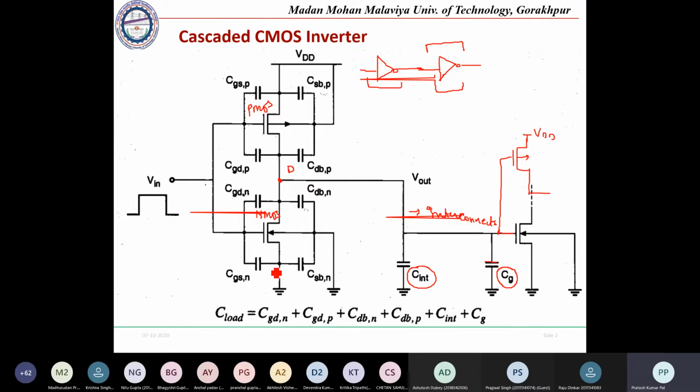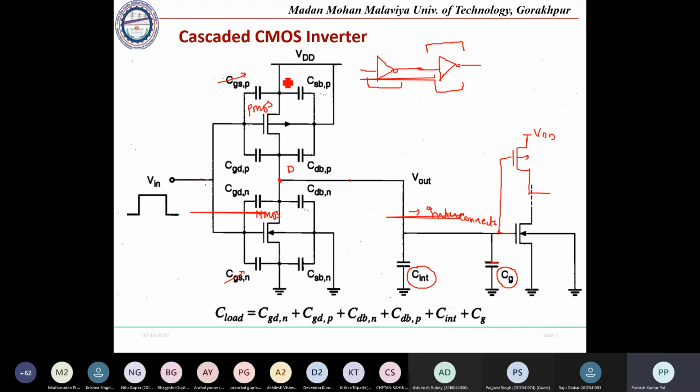So why are we neglecting these? Because we are taking the output from the drain terminal and the input from the gate terminal. So how many capacitances are between input and output that we will be considering? That is why this capacitance and this capacitance will be neglected.